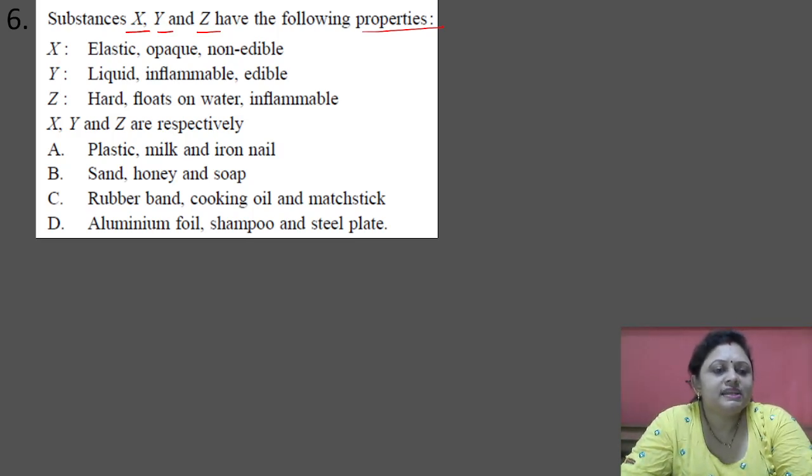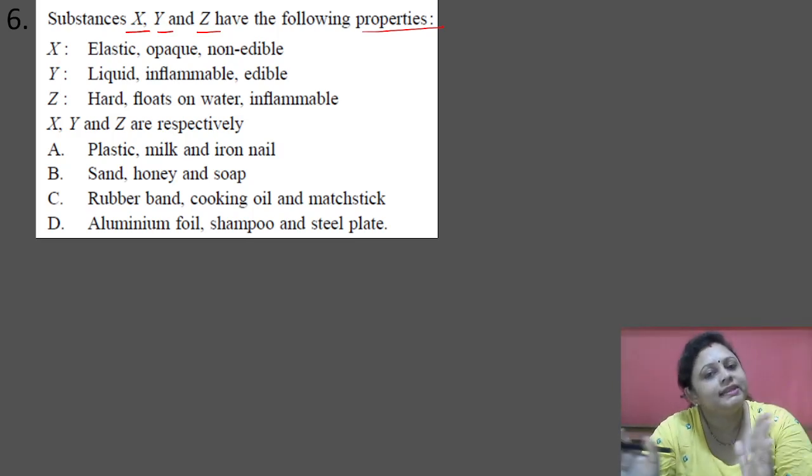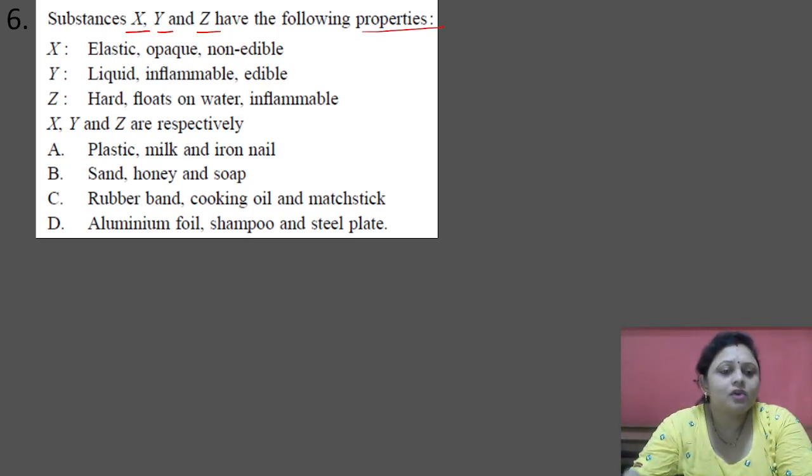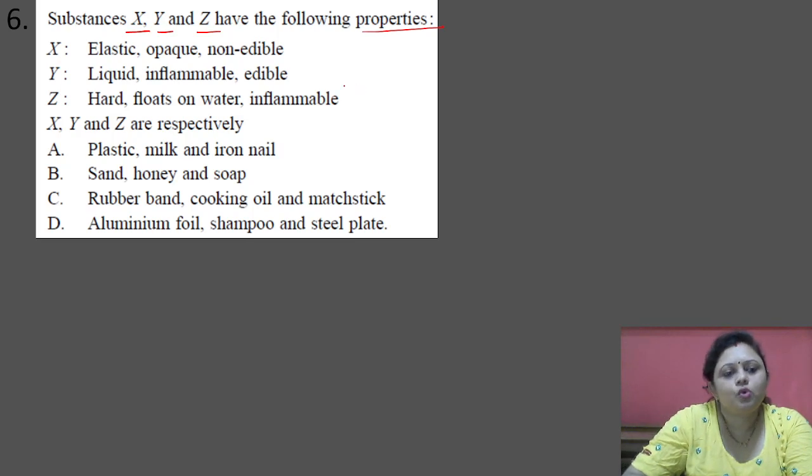Okay, so first thing, it is about X. It is elastic. That is, we can stretch it. When force is applied, we can stretch it. Then it is elastic. Opaque. Opaque means light cannot pass through it. Non-edible. We cannot eat that. Okay, so it could be the rubber band.